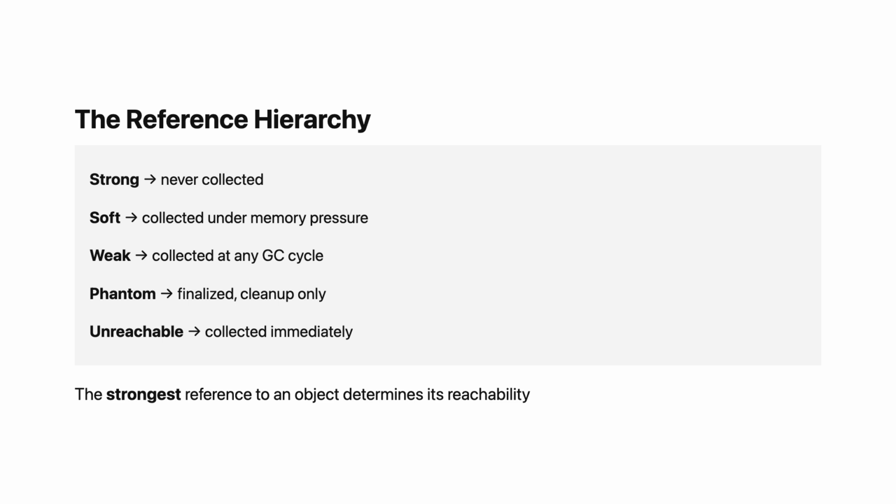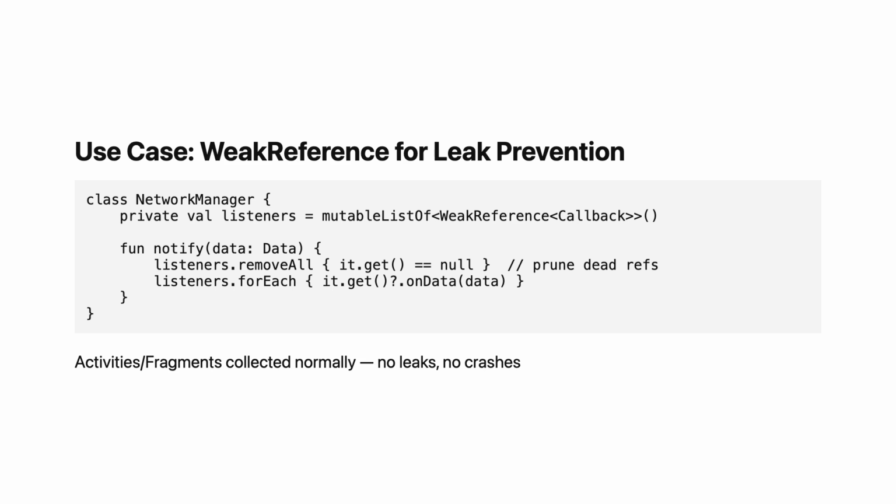The most common use case for weak reference in Android is preventing memory leaks in callback patterns. Say you have a network manager that holds references to listeners. If those listeners are activities or fragments, strong references will cause leaks. Instead, the manager stores weak reference wrappers. When it is time to notify listeners, it iterates through the list, calls get on each, and invokes the callback if the reference is still alive. If get returns null, it removes that entry from the list.